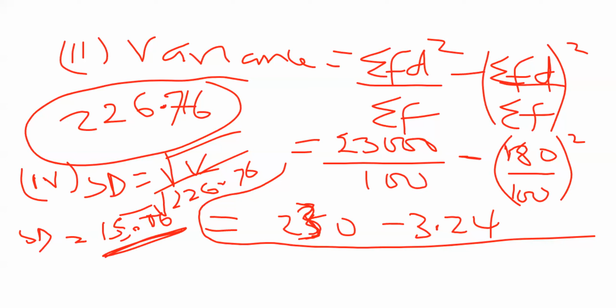Are you people still there? Yes, we are here, sir. Good. So you can see the way I manage the board. Variance is 226.76. Standard deviation is the square root of variance, which is 15.06. So that one is done.